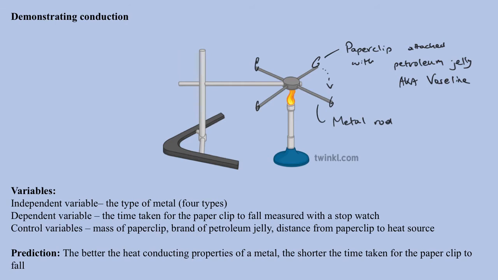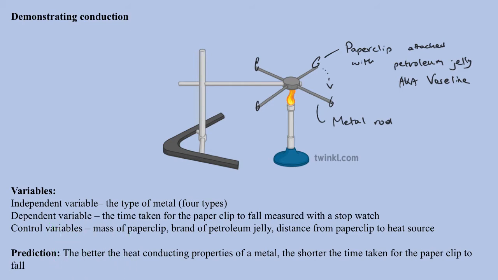So we've got some variables here. The thing which I'm going to change, my independent variable, is the type of metal. Remember, we got 4 types. And then my dependent variable, the thing I'm measuring, is the time taken for the paper clip to fall, measured with a stopwatch. Okay, so I'm not just going to do that in my head. I'm not going to count up. I'm going to use an accurate stopwatch here.